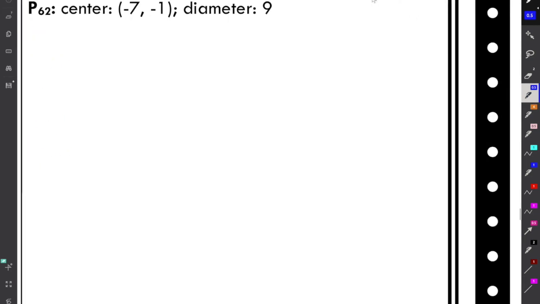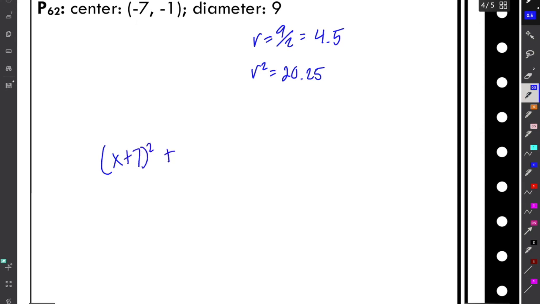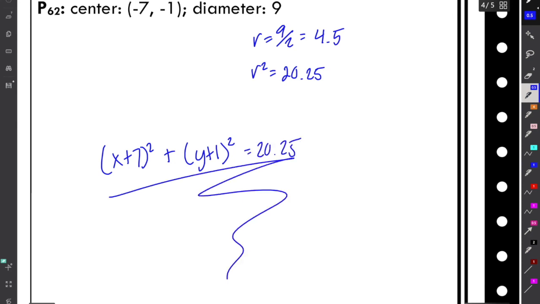62. Again, given the diameter, so the radius is just 9 divided by 2, which is 4.5. So r squared is equal to 4.5 squared, which gives me 20.25. So I have my center, I have my r squared, I can write my equation. x plus 7 squared plus y plus 1 squared equals 20.25.